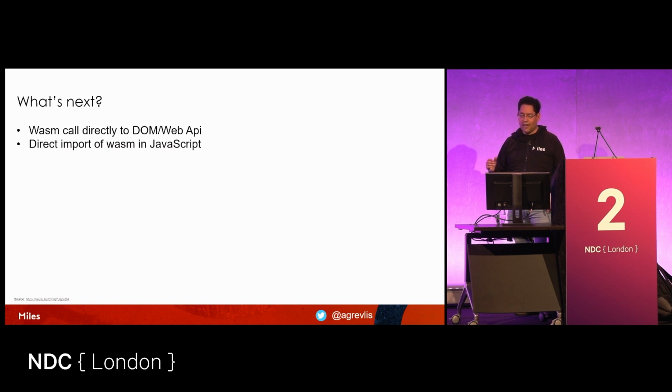And also, maybe you saw in most of my examples that when we wanted to call our WebAssembly, we needed to do it asynchronously. But what they want to do is be able to directly import WebAssembly right into JavaScript, so we can use it just as we are importing other libraries.